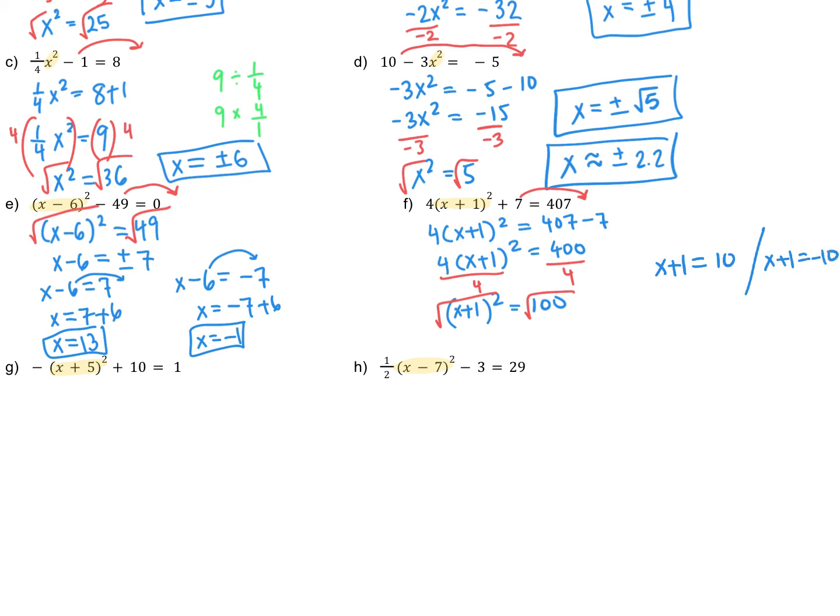I'm writing both versions. Now I'm going to bring the 1 over. I'm not going to show my steps here, but I would do 10 minus 1, which is 9. And for the next one, negative 10 minus 1 when I bring it over to get negative 11. And there are our two answers.